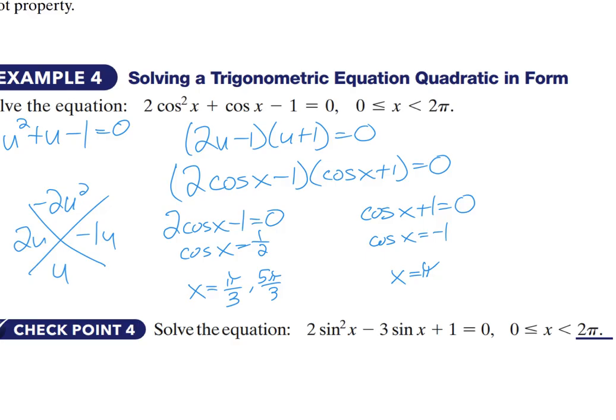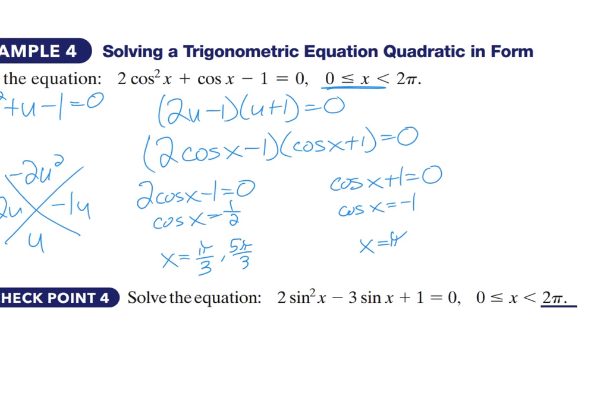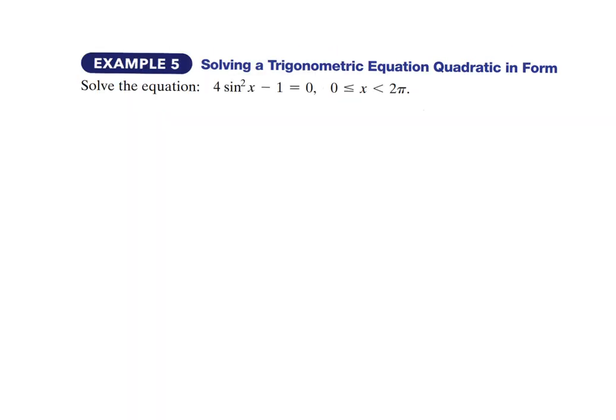So, because there was not a number multiplying the x in the trig function, we don't have to do the plus 2n pi and do the table. And because we are limited here, x between 0 and 2 pi, our answers are only pi thirds, pi, and 5 pi thirds. Example 5, solving a trigonometric equation in quadratic form, or quadratic in form.